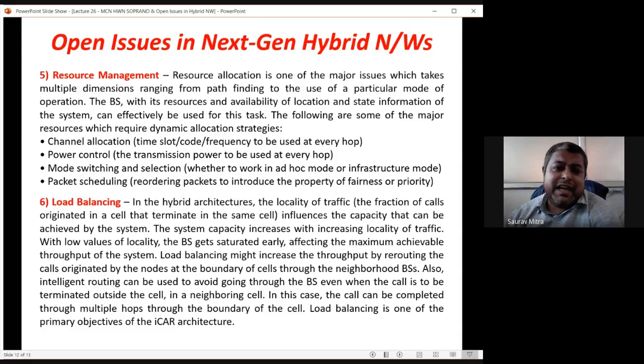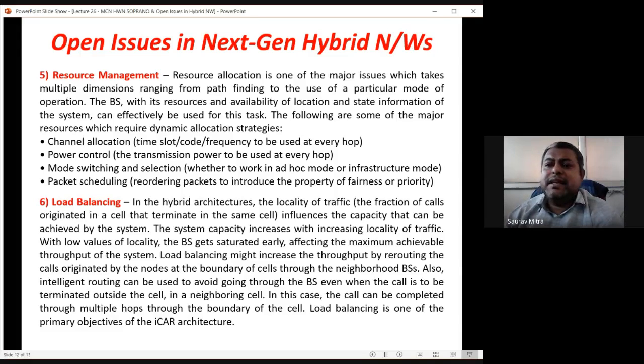So in load balancing, in the hybrid architecture, the locality of traffic, the fraction of calls originated in a cell that terminate in the same cell, influences the capacity that can be achieved by the system. The system capacity increases with increasing locality of traffic. With low values of locality, the BS gets saturated early. If some very close node is trying to send too much data to the base station, it will get saturated. That is what is called locality. So the base station gets saturated early, affecting the maximum achievable throughput of the system. If the base station is saturated, the whole network becomes down, because the base station should always be kept as free as possible.